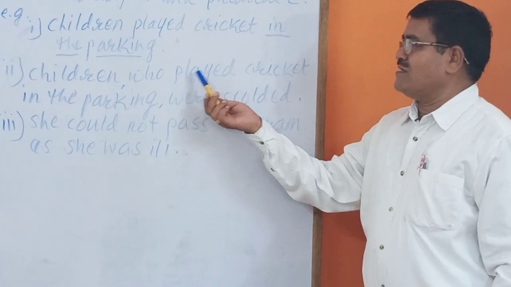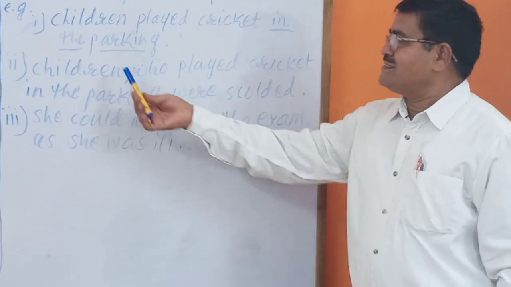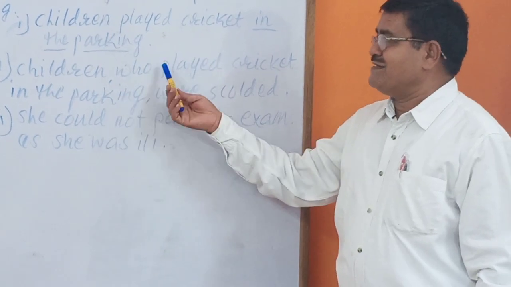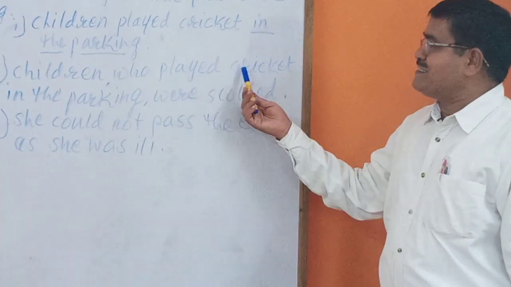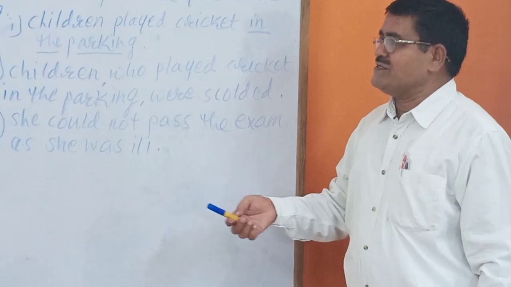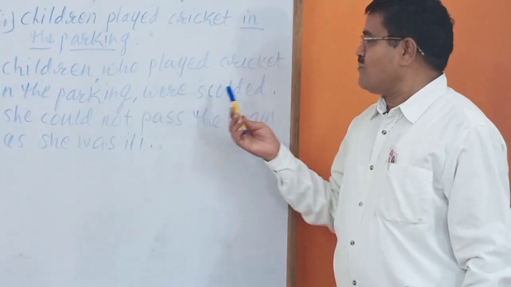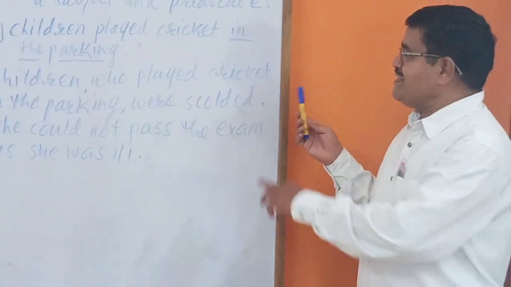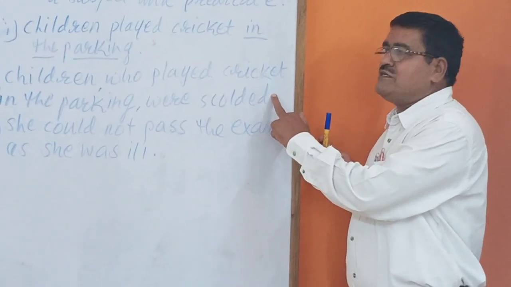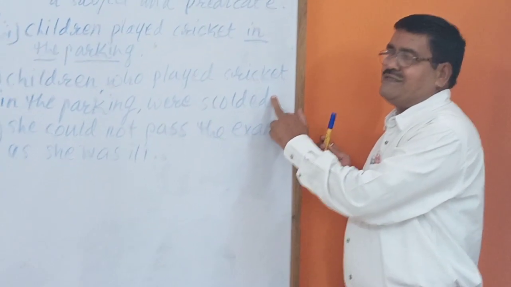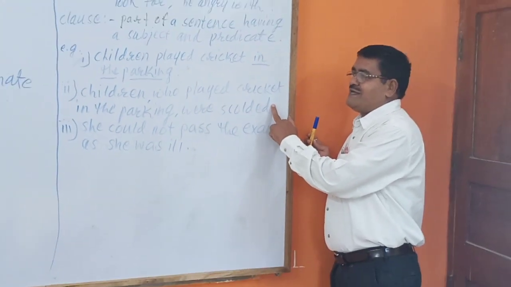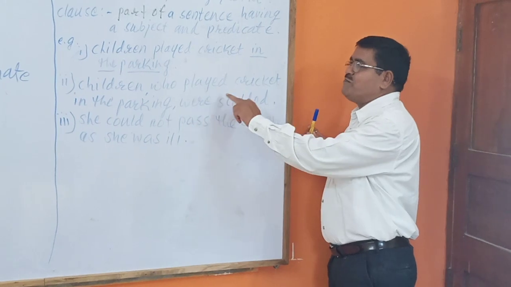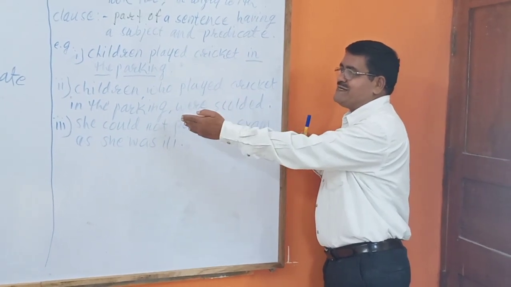Subject, predicate, clause. Again, children who played cricket in the parking. This is the clause. Who played cricket in the parking. This is the clause. Children were scolded. This is another clause. This sentence consists of two clauses. Children were scolded. This is one clause. And who played in the parking. This is one clause.